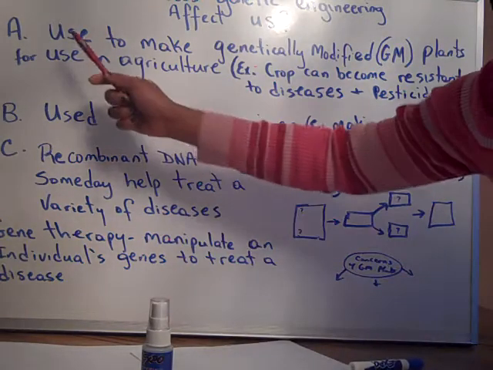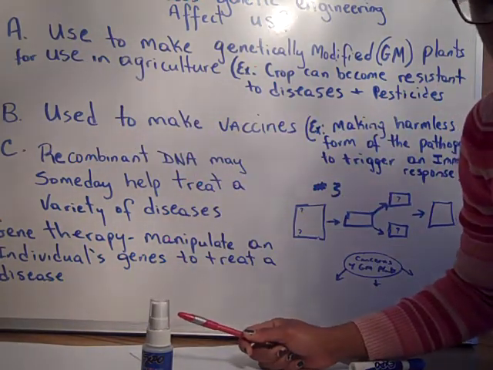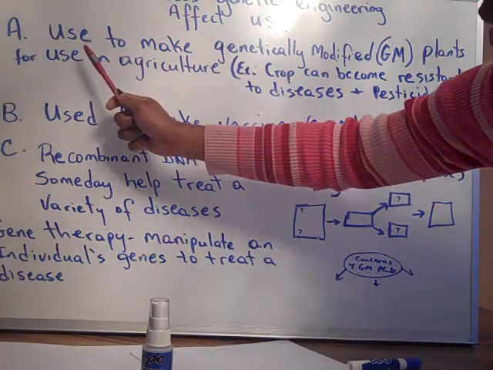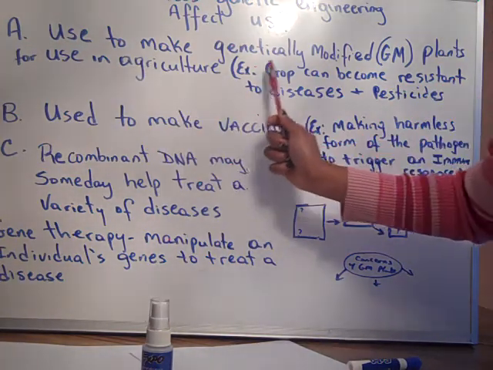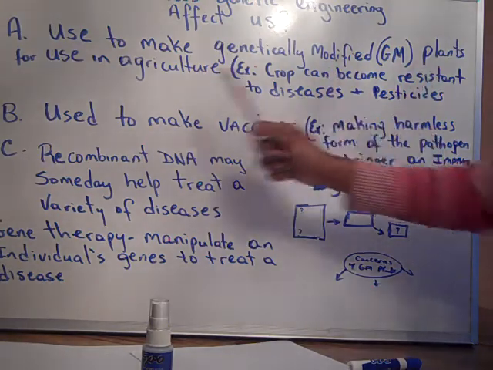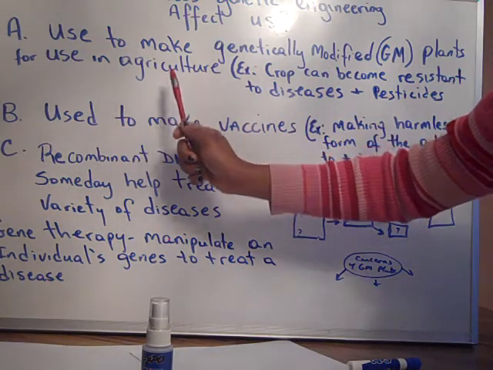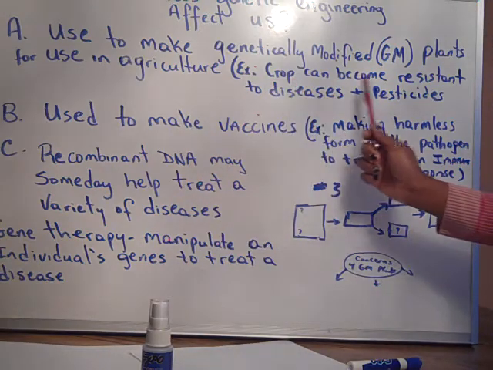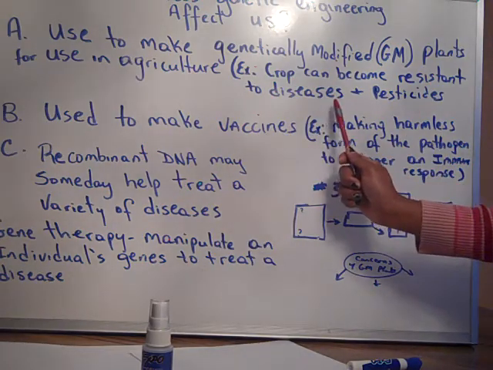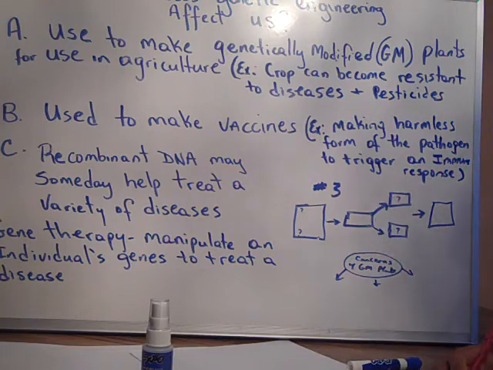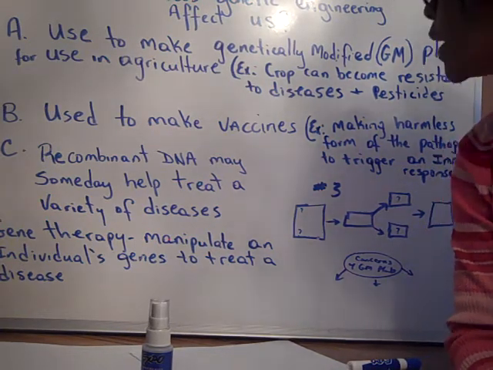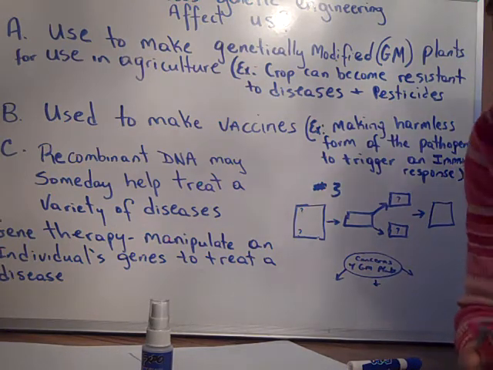Here we go. A. This is number 2. How does genetic engineering affect us? A. The first way is that it is used to make genetically modified plants for use in agriculture. An example of that is that crops can become resistant to diseases and to pesticides. So that's one way that we're using the technique of genetic engineering in our society today.